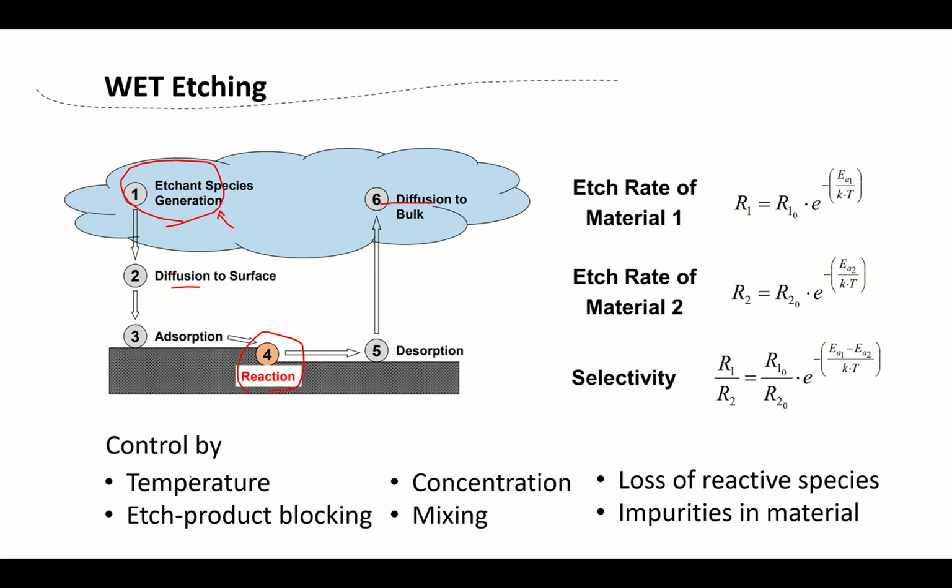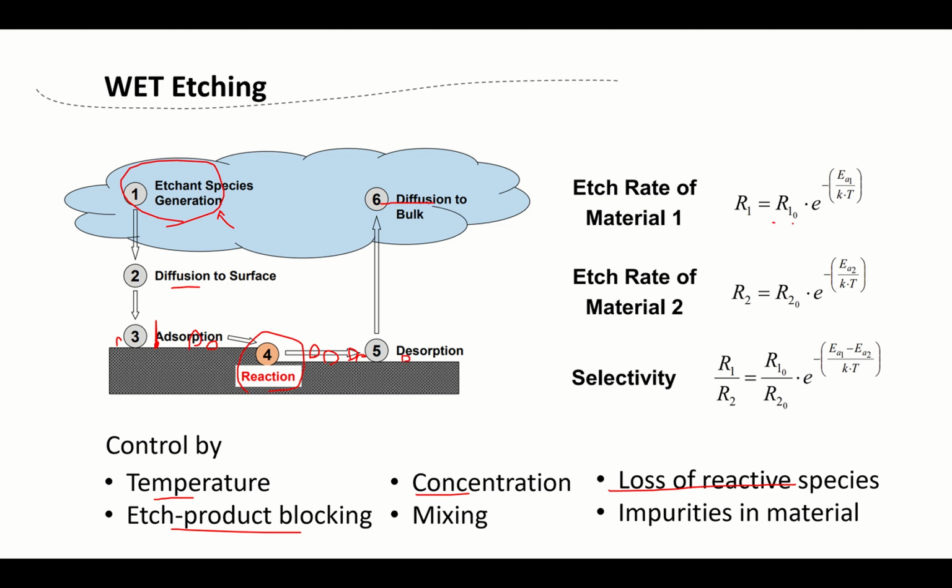So it is controlled by temperature, concentrations of chemicals, and loss of reactive species. The etch byproduct over here, after etching, will block the absorption and also the reactions. Chemicals and impurities in the material, something like sulfuric acid, will leave impurity over here, causing an issue in the next process.